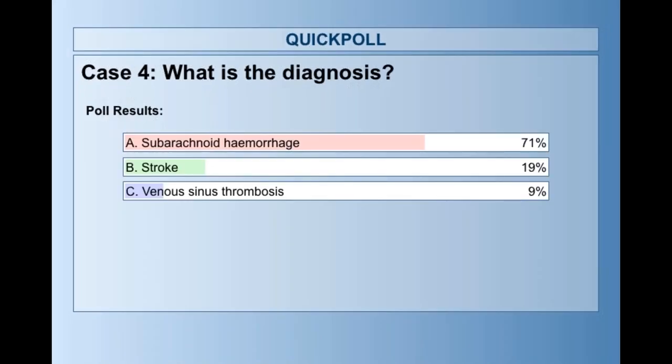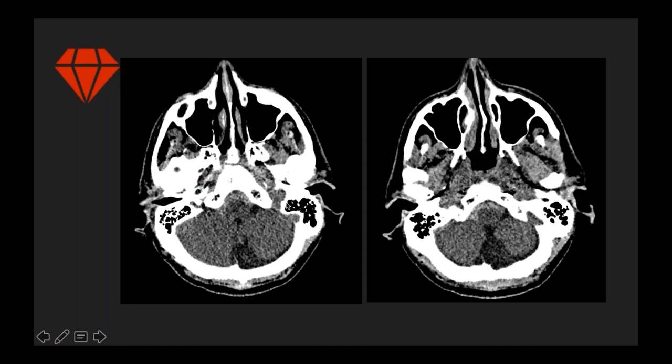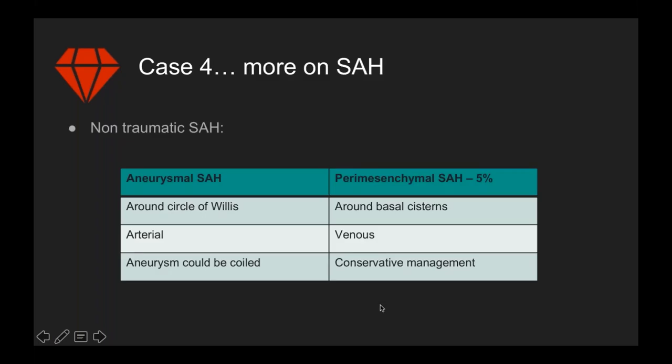Okay, so the answer again is correct. The majority of you were correct with option A, which was subarachnoid hemorrhage. This is quite a special type of subarachnoid hemorrhage, so I wonder if anyone picked that up. On these particular slices, you can see the hyperdensity around the basal cisterns here and here. I wonder if anyone was able to pick up that this wasn't a straightforward arterial aneurysmal subarachnoid hemorrhage. This is actually in keeping with a perimesencephalic subarachnoid hemorrhage, and this only accounts for 5% of subarachnoid hemorrhages, so they are quite rare. And how do you tell that this is a perimesencephalic subarachnoid hemorrhage?